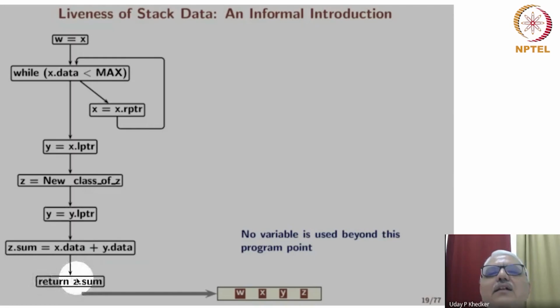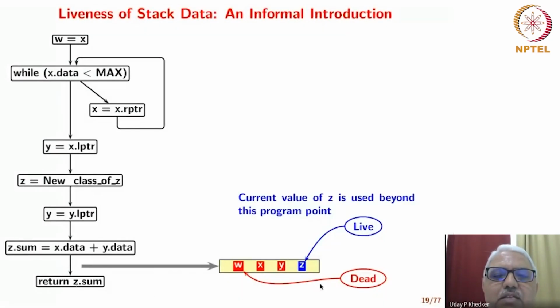The variables that are read within the statement will become live. We are talking about stack variables, so we won't talk about the field of a stack variable. We'll only talk about z here. In order to access the field sum of z, we need to read the value of z on the stack, and therefore z becomes live. So we say here that w, x, and y are still dead, but z becomes live because the current value of z is used beyond this program point.